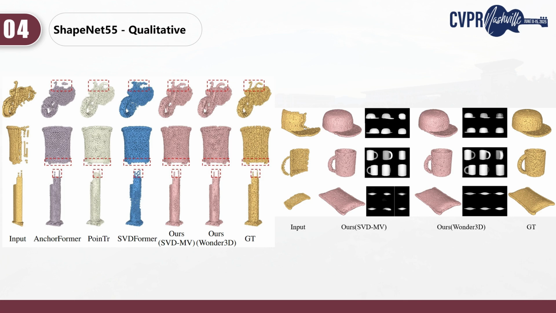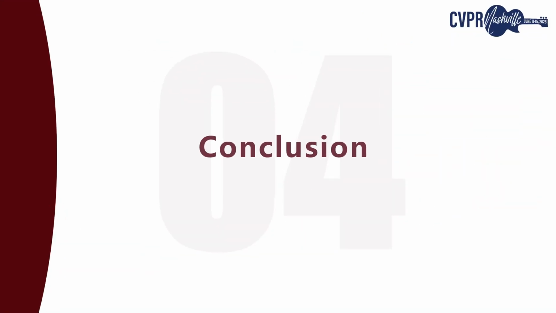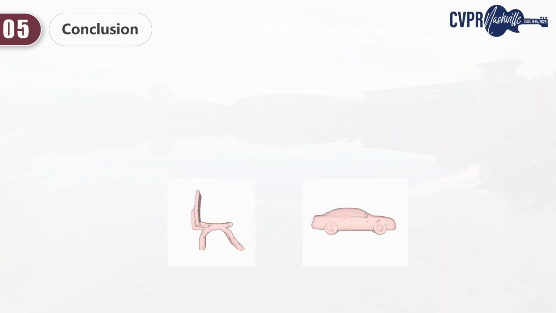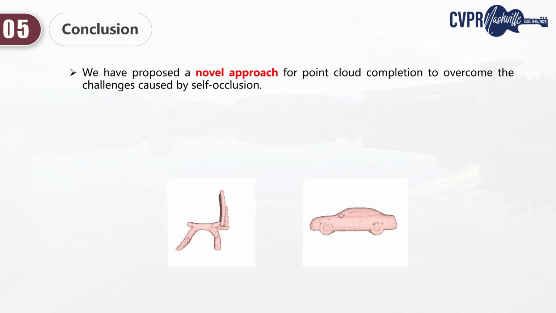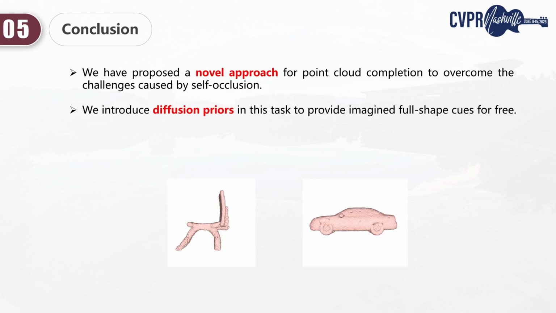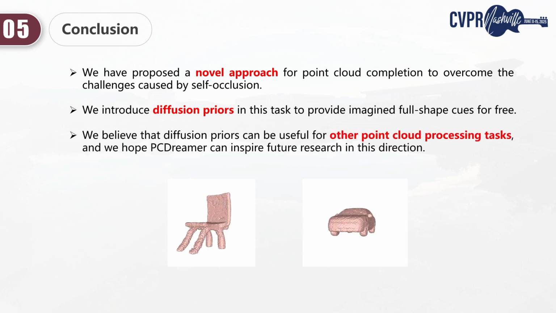In conclusion, we have presented a novel approach for point cloud completion. We introduced diffusion priors in this task to provide imagined full shape cues for free. From this proof of concept, we believe that diffusion priors can be useful for other point cloud processing tasks, and we hope PCDreamer can inspire future research in this direction.